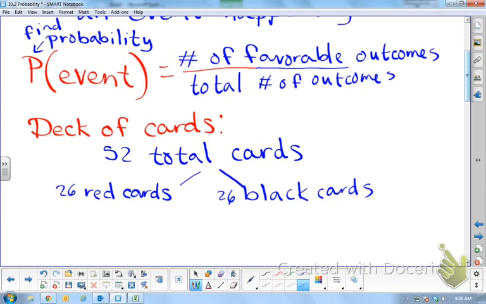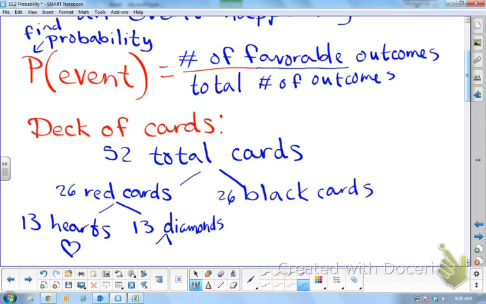So red cards can be split up even further. We have 13 hearts, which is represented with a heart symbol. The card will actually have a red heart on it to show this is a heart. 13 diamonds. That's also represented with a picture, just a diamond.